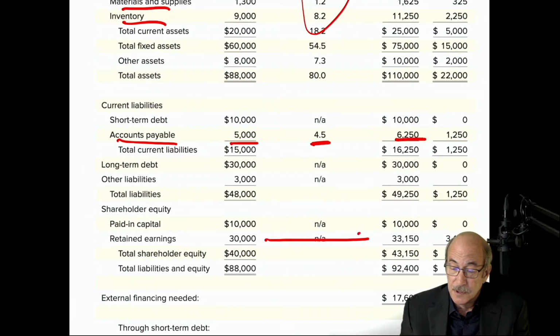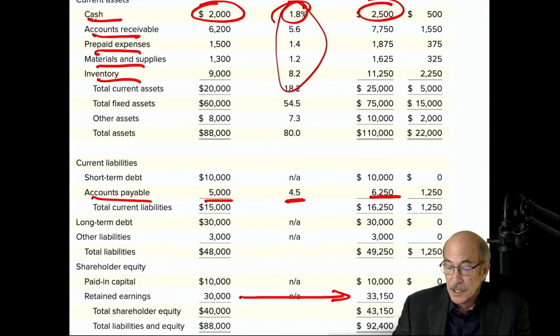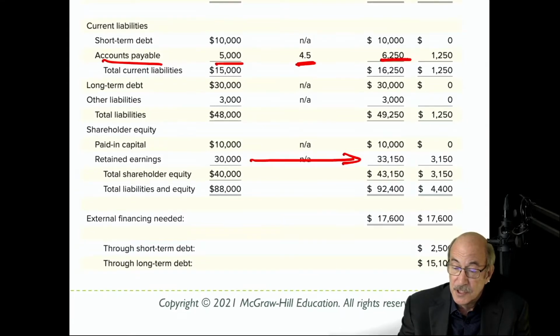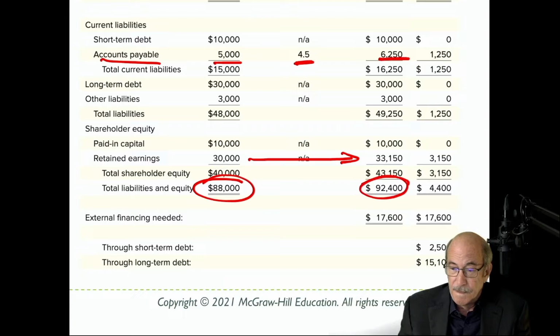You'll also notice the retained earnings. We're going to take the 3,150 in retained earnings and add it to the equity retained earnings account, so that goes up to 33,150. Now, they've made some other changes here, and they'll talk about that in the next couple of slides. But you'll notice that in this particular balance sheet, these two figures don't balance. So we're going to have to make those changes.